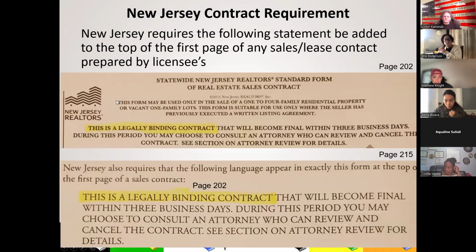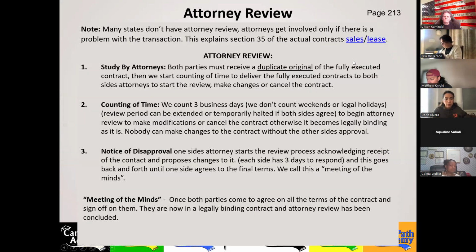Here's the top of the first page of a sales contract or lease contract. It would be worded like this. See it? This is a legally binding contract. That's how it is on page 202. And then even below that, it says this is a legally binding contract, again with the whole paragraph there. So how does attorney review work? That 3-day attorney review. You got 3 days to start an attorney review once both parties sign the contract, and you give them what?